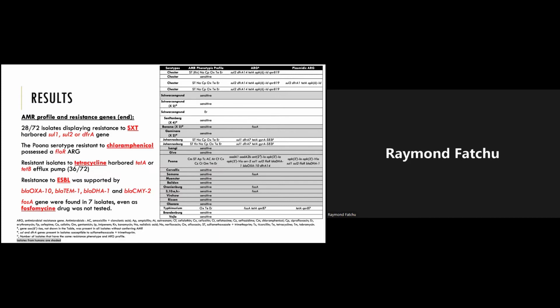And also regarding resistance, we saw the presence of the gene FOSA found in seven isolates, even though we didn't do the drug test for phosphonase. It wasn't yet tested, but it was present in seven isolates already. Next slide, please.